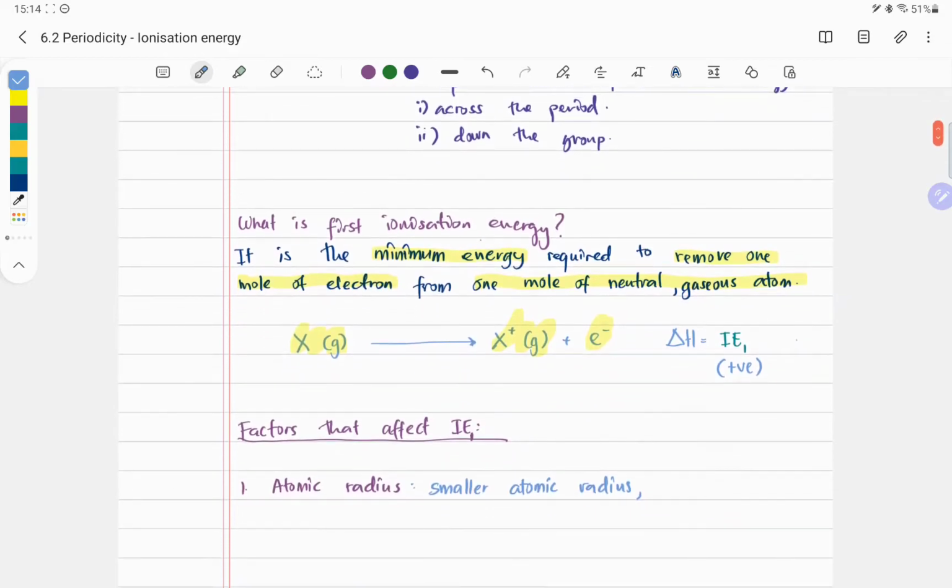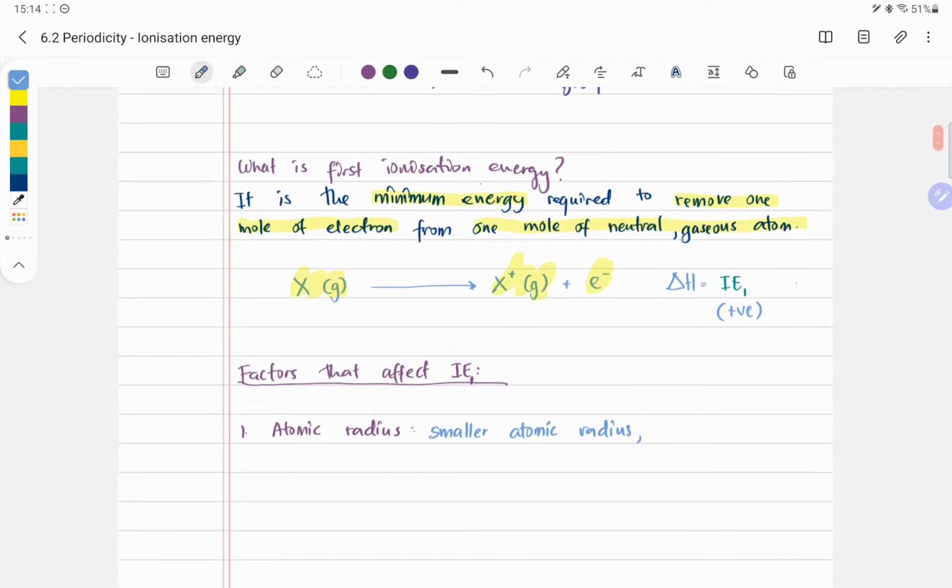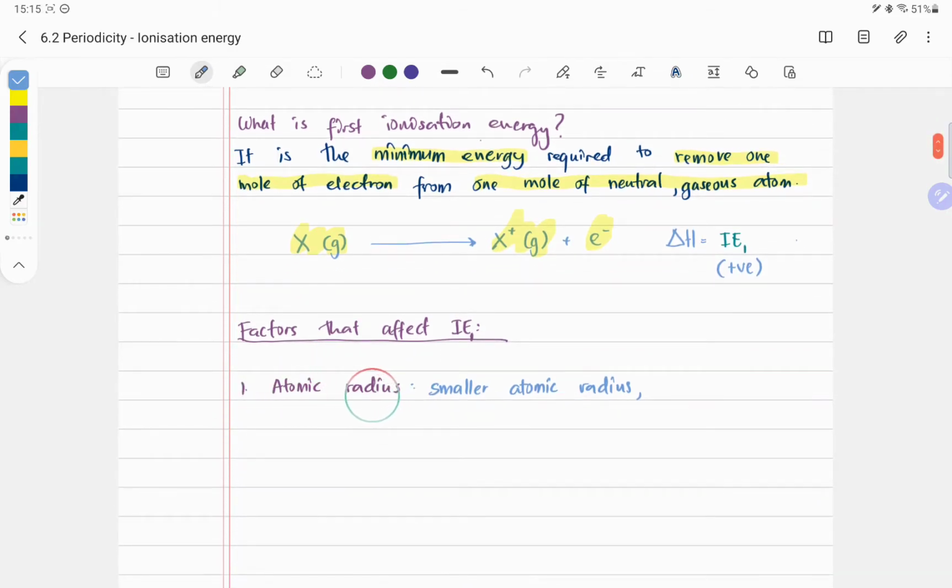Okay, so let's have a look at what the factors are that affect ionization energy. Let's look at atomic radius. This is one of the factors. The smaller the atomic radius, so the atom is smaller, then the first IE, the symbol I use is IE1, is greater. This is because of the smaller atomic radius, so the ionization energy is greater.